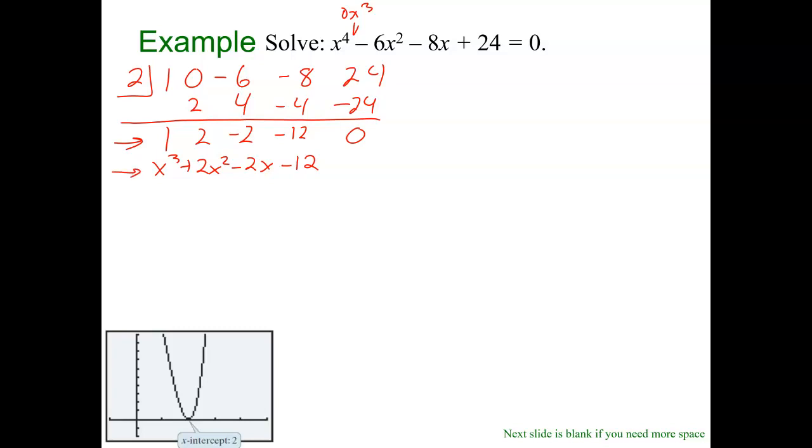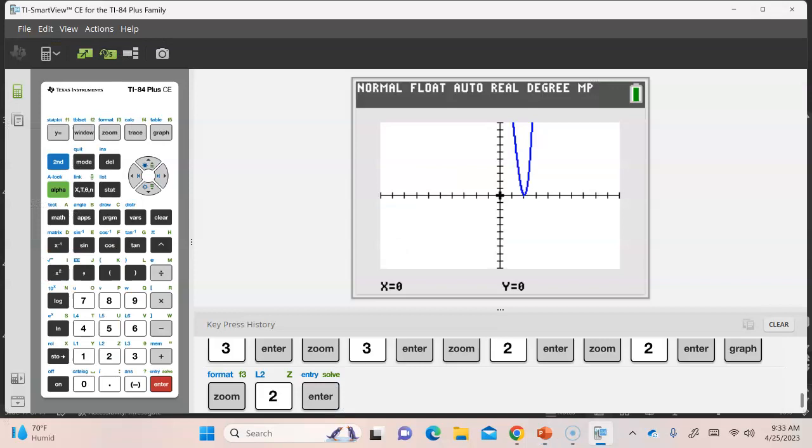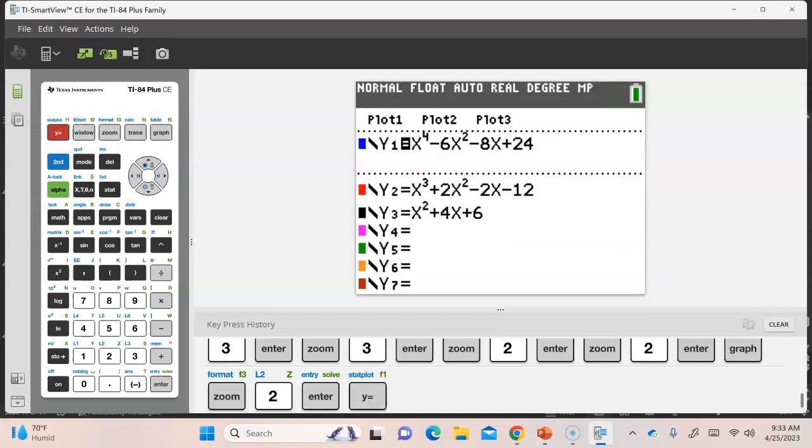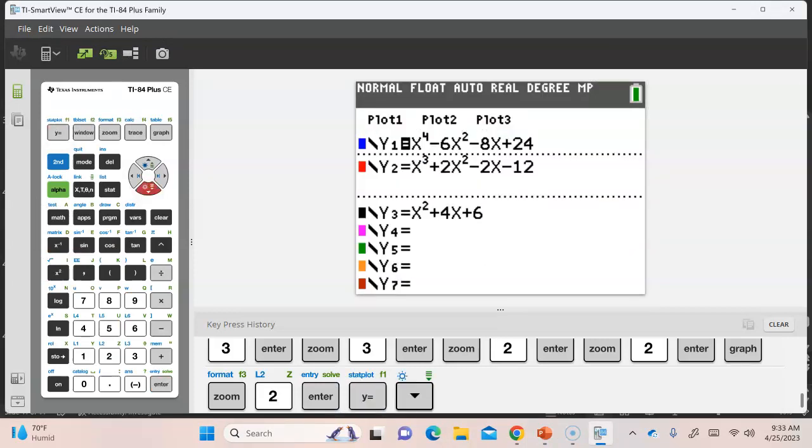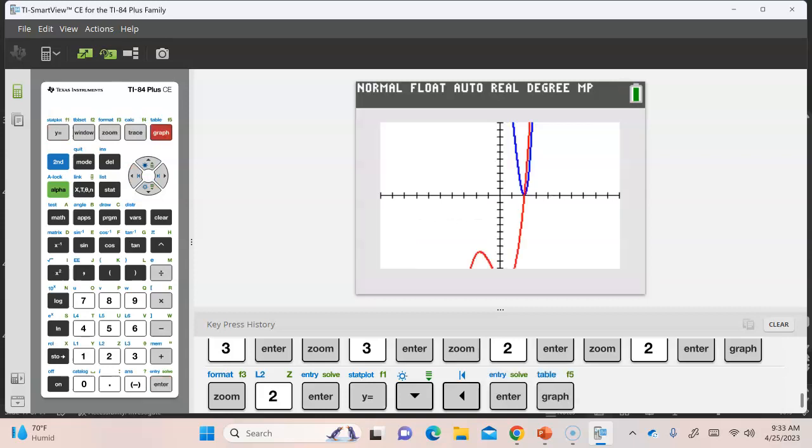Graph the cubic: x to the third plus 2x squared minus 2x minus 12. Well, I don't have any other intercepts here, so I don't have anything else to do synthetic division with. So I'm going to graph the new one, and I'm going to look for another intercept. Why don't we just solve that? We're going to graph it again. It goes through 2 again.